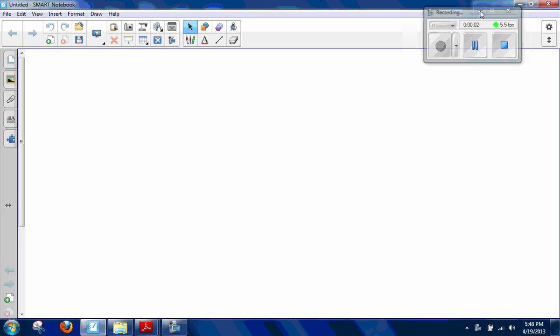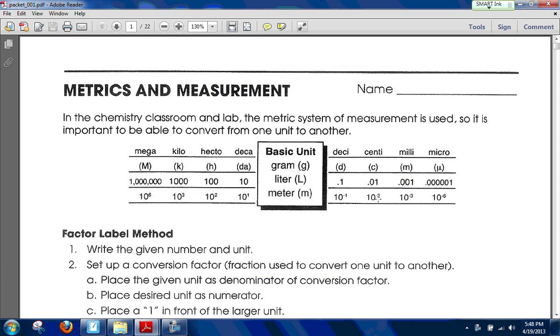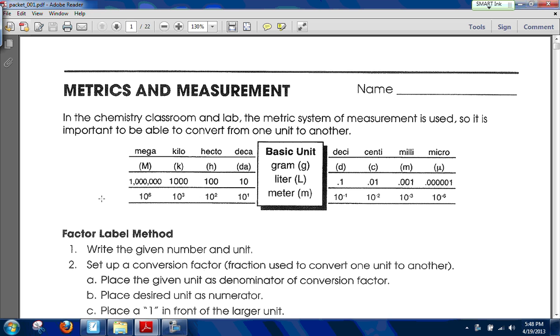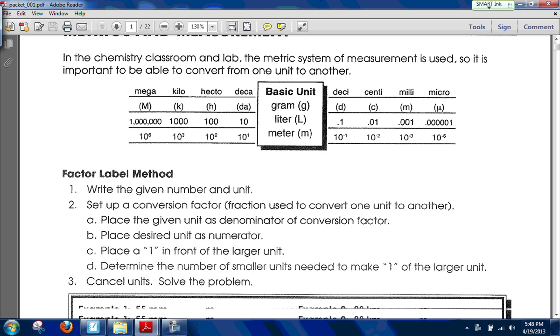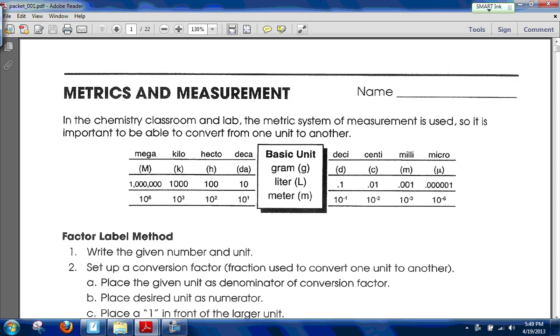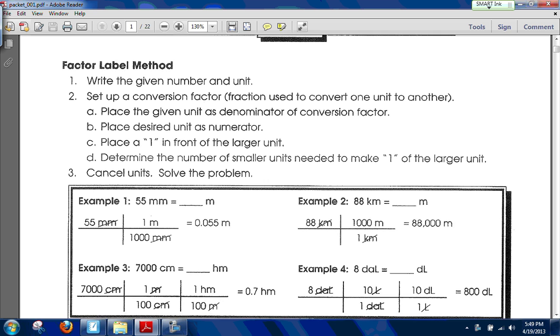All right, we're going to be working today on the EOC review packet that you received. We're going to go through and work at least 2 problems off of every page just to make sure that you know what you're doing. There are some example problems already worked out, but we're going to go ahead and work out 2 more. So we're going to start with the metrics and measurement, and we're going to do the first 2 problems.